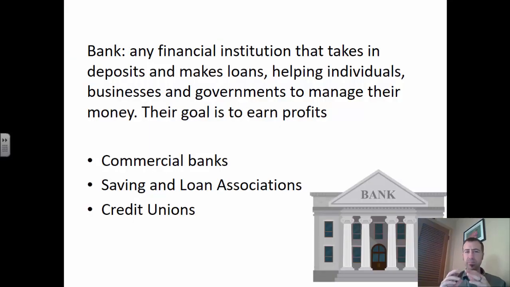So a bank is any financial institution that takes in deposits and makes loans and helps individual businesses and governments to manage their money, and their goal is to earn profits. And so you have commercial banks, savings and loans associations, and credit unions. These are all technically banks. They're banking financial intermediaries. They're a little different, though, each of them in some ways. So how are they different?